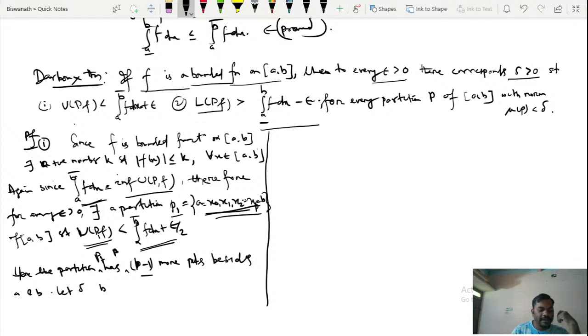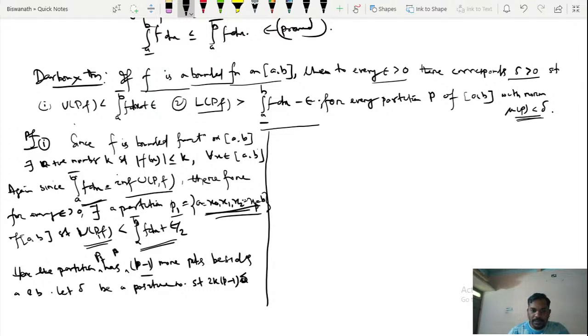So let delta be a positive number such that 2k(p minus 1) times mu, this is your norm. In place of this one we will take delta, because we already took in the given question that norm mu(P) is less than delta, so we will choose delta, because we already know this thing, 2pk mu, we are already acquainted with this one.